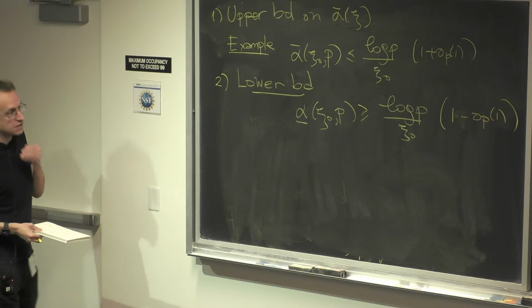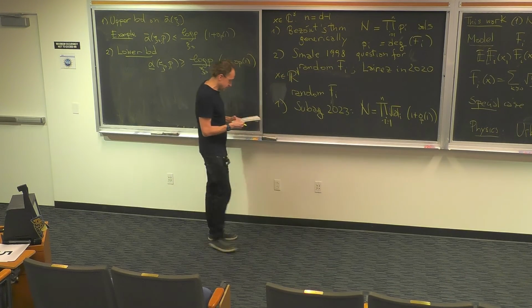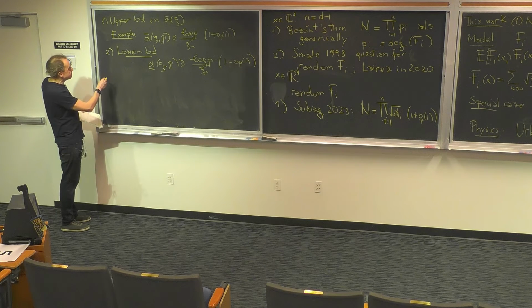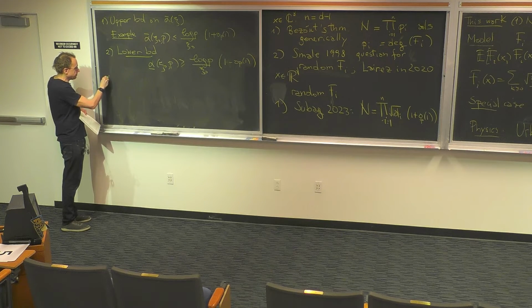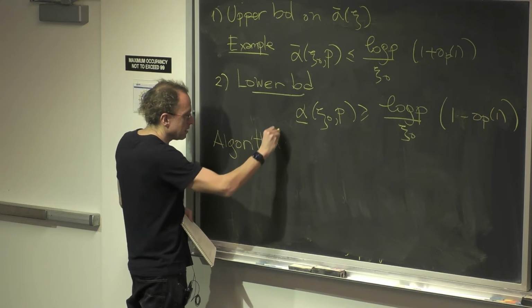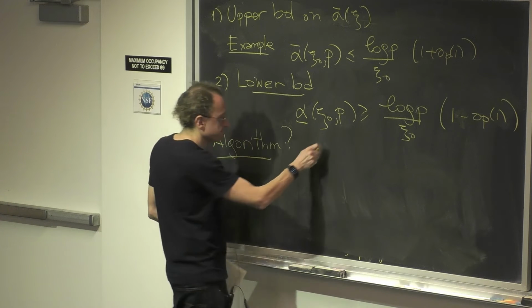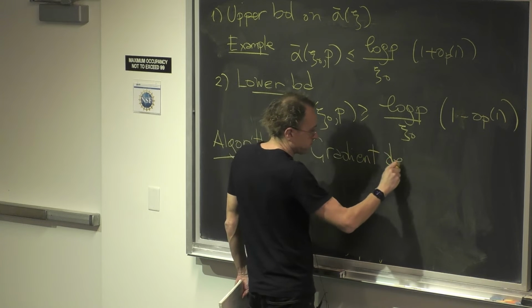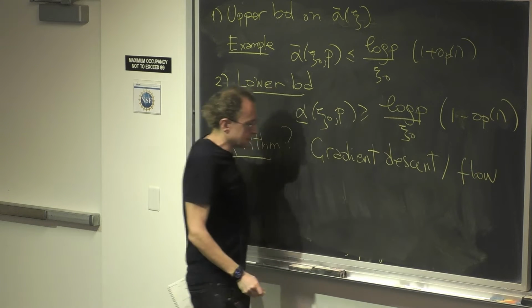Okay, so this is the first thing. You can upper and lower bound this threshold, but it's open to determine a tight threshold. So this is about the threshold. The second question, the one that I want to focus on, is about the algorithm. And the first algorithm that you might want to think about is gradient descent, right? Or gradient flow. Okay, so this is gradient descent.